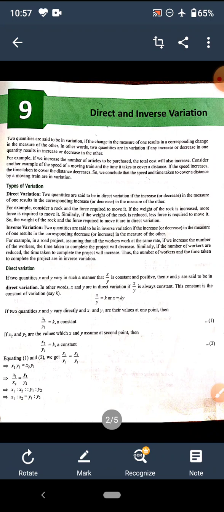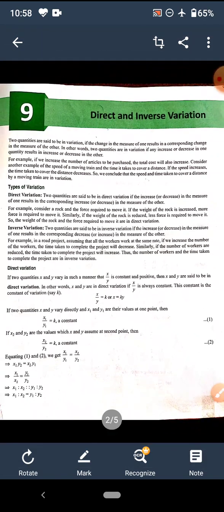It's an example of direct variation that you will study in exercise 9.1. For example, consider a rock and the force required to move it. If the weight of the rock is increased, then more force is required. Similarly, if the weight is reduced, less force is required. Suppose you want to pick a weight of 5 kg, you require less force, but if you want to pick a weight of 10 kg or more, you require more force. So this is an example of direct variation.